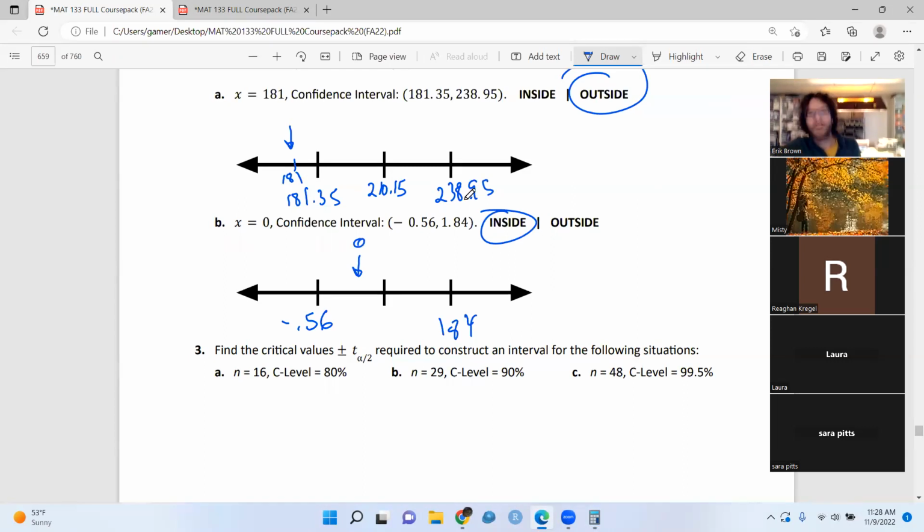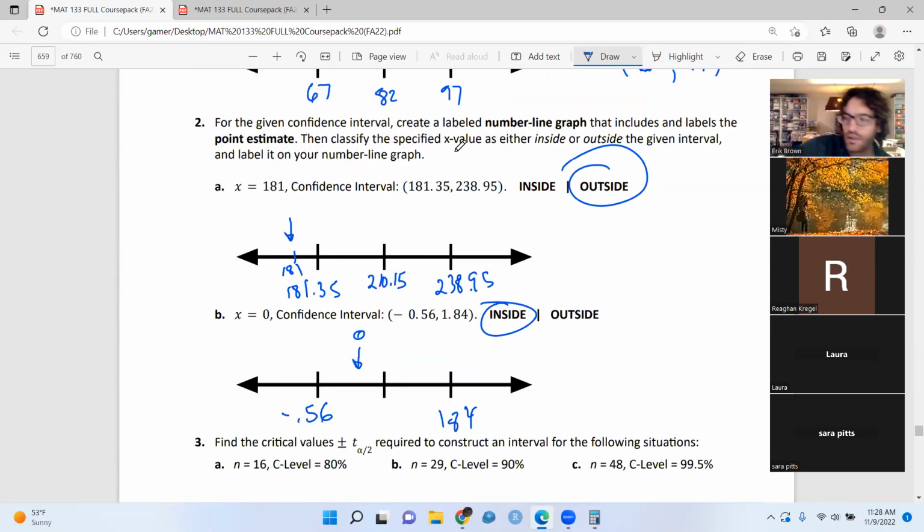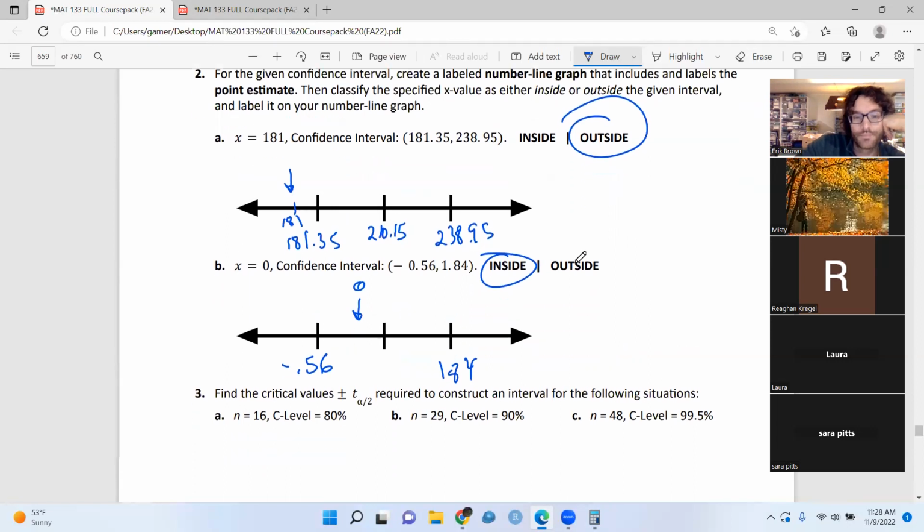The reason we ask you to think about this is because this is the support the claim question. So I have to figure out where the claim is relative to the interval, and then what the claim is: that the true proportion or the population mean is above, equal to, or below a particular number.